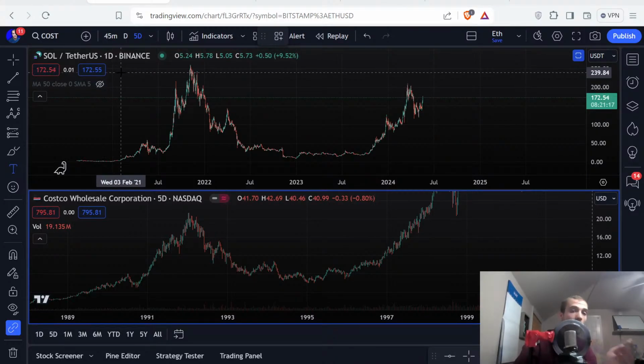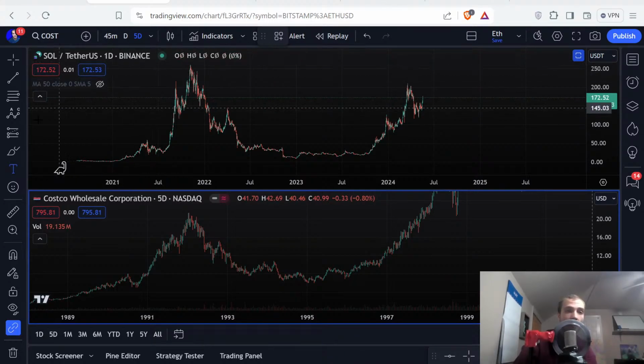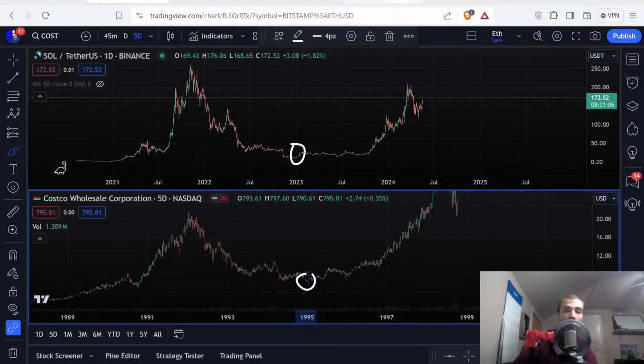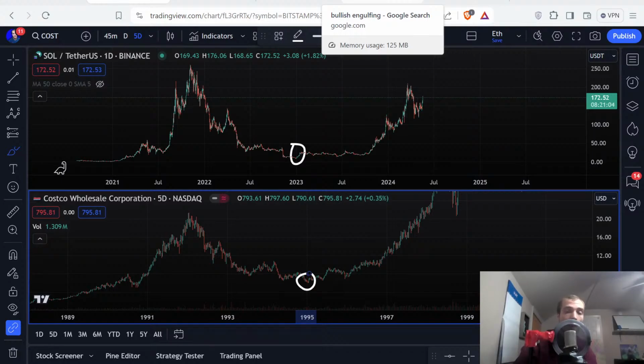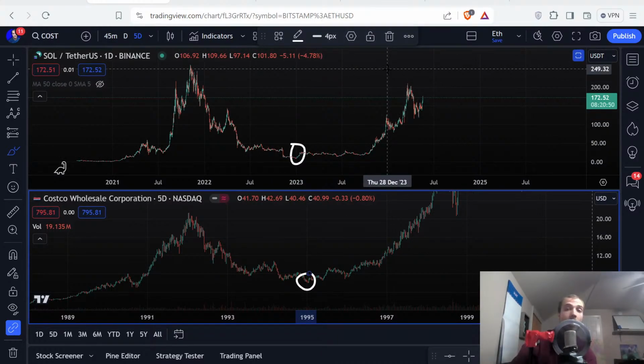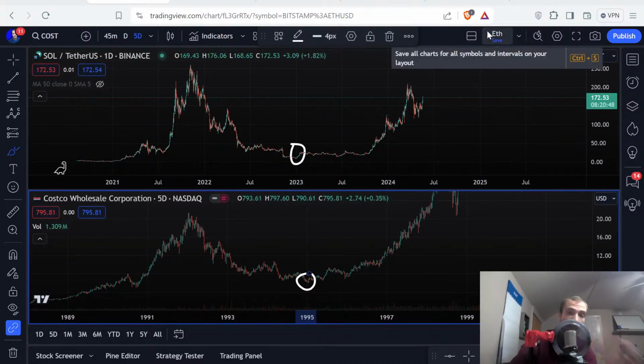Why? Because human emotion repeats itself. It's fractal in nature and it repeats itself, and you guys can see that. I was looking at this fractal comparison right here at the exact bottom, and I literally posted on my Twitter and my Discord telling people, you guys, Solana's bottoming out, and it's moving exactly as we planned for it to move.